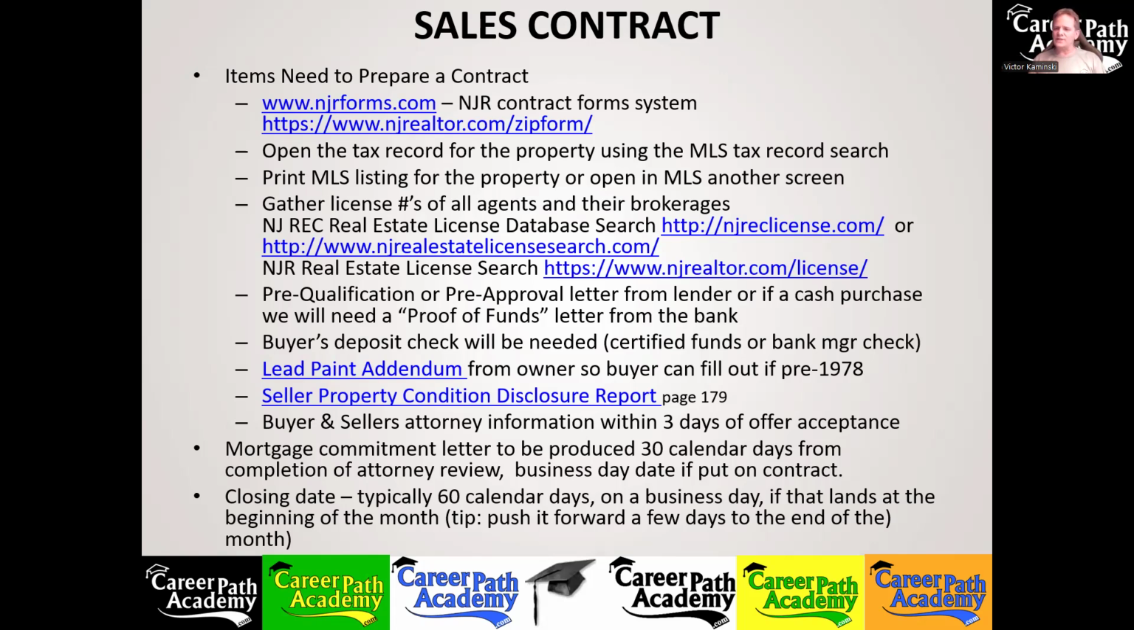The mortgage commitment letter needs to be produced within 30 days if they're getting a loan. So within 30 days of their completion of attorney review. Make sure it lands on a business day. And the closing date, which is typically 60 calendar days. Once again, make sure it lands on a business day. And if that lands at the beginning of a month, try to push it forward a couple of days so it lands at the end of the previous month. Because lenders will tend to prioritize those transactions to get them closed, to get them on their books. Okay, those are just some tips I got there for you.